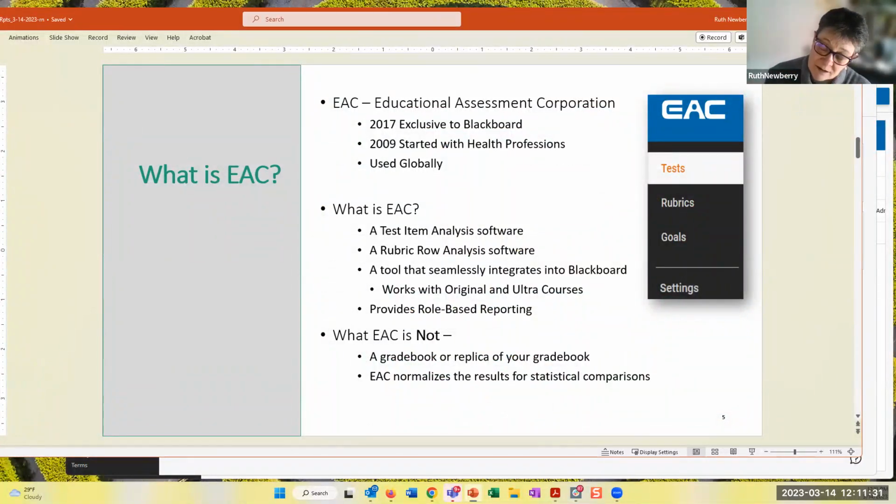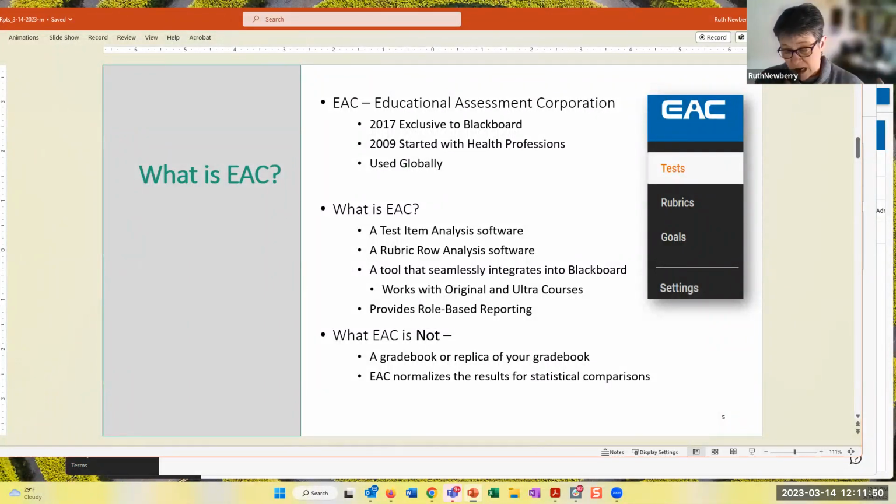So let me first explain the acronym. It is Educational Assessment Corporation. EAC is an exclusive partner of Anthology and Blackboard. We have been working with them since 2017.